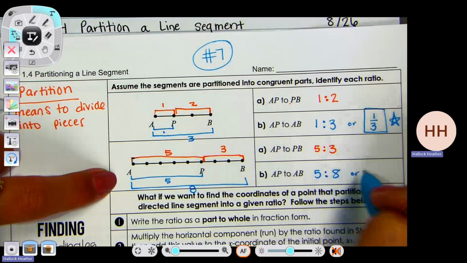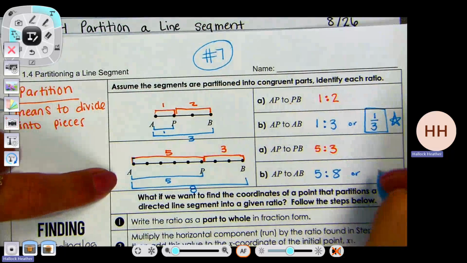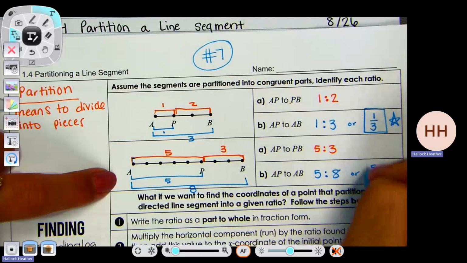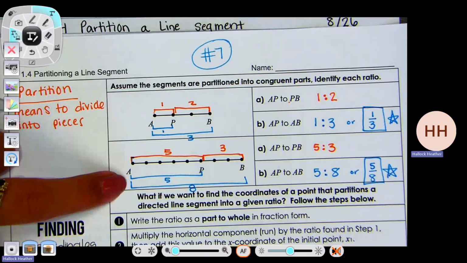And because this is technically piece to whole, which is what we're going to need to do all day today, we're going to write it as 5/8. So this is how we're going to have to write our ratios. If they give it to us piece to piece, we're going to have to change it to piece to whole.